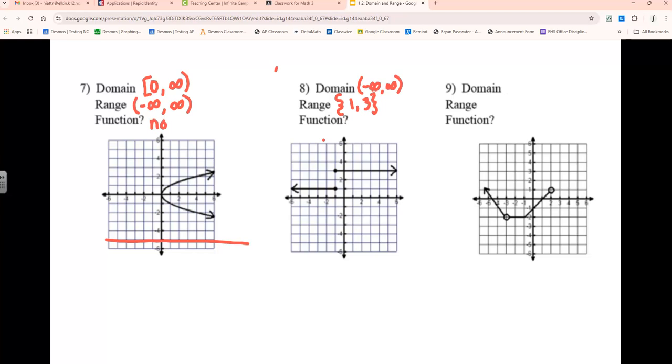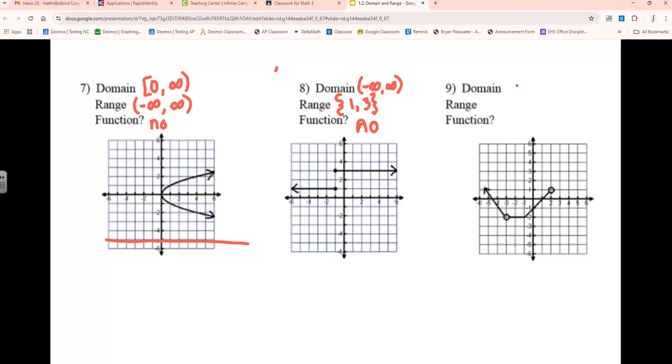She's right. These 2 points right here, both closed circles. So it's not a function because it does not pass the vertical line test. It only takes one place where that happens. Right? Okay, last one we're going to look at together is 9. 9 is tricky.